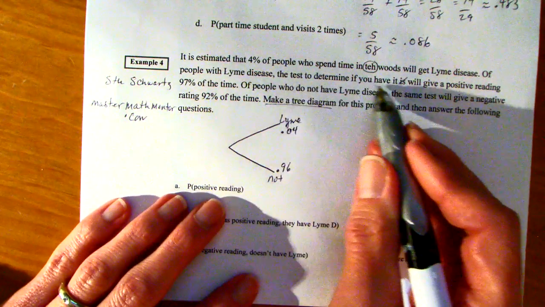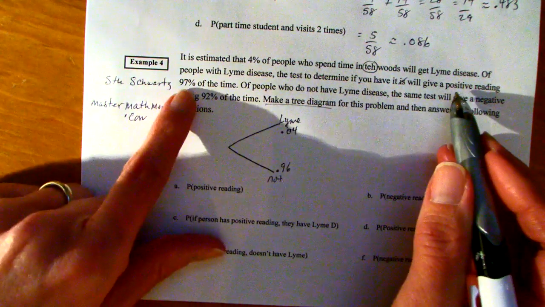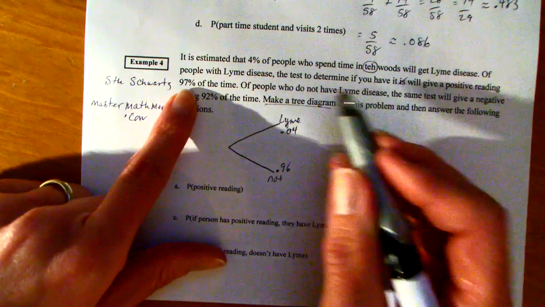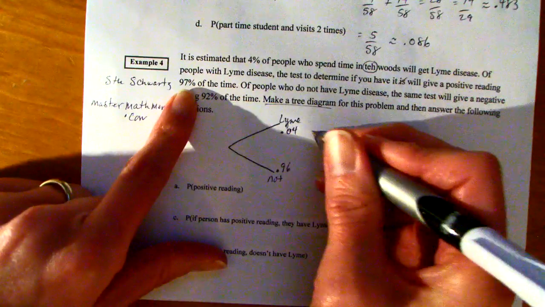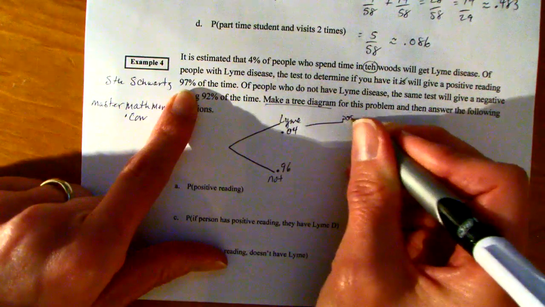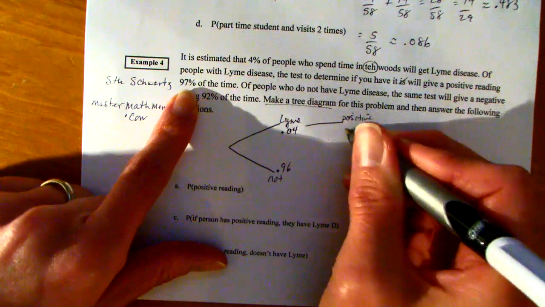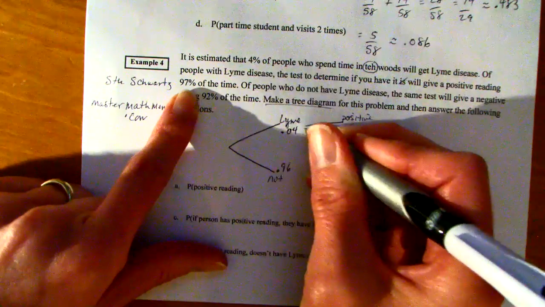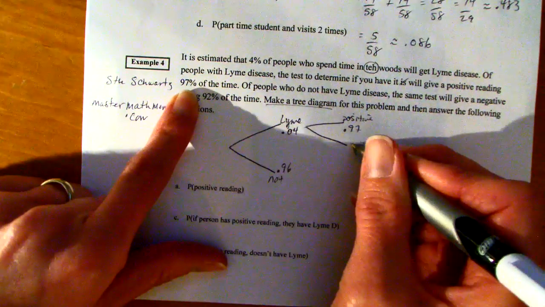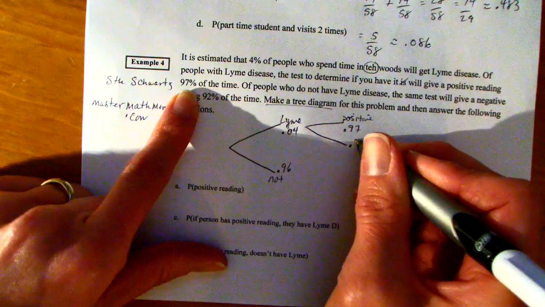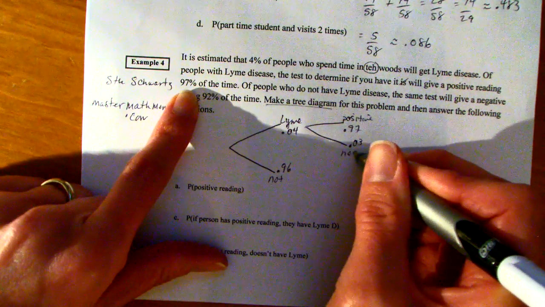The test to determine if you have it will give a positive reading 97% of the time. So if you have Lyme disease, it'll test positive 97%. But that means if you have Lyme disease, 3% will say negative. That's scary. Can't figure out why you're sick.